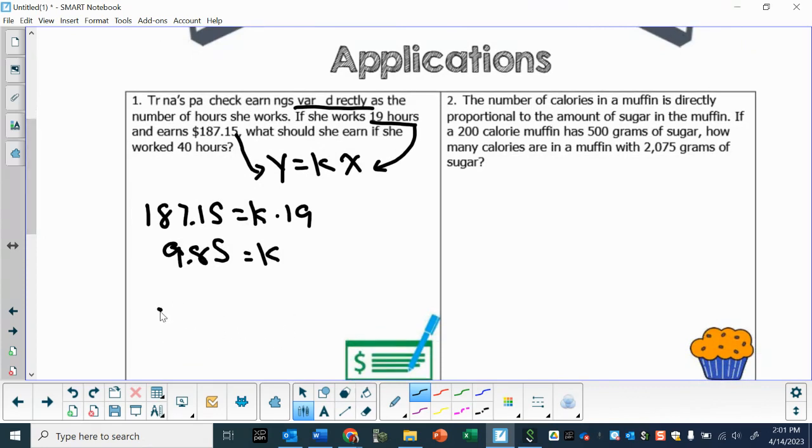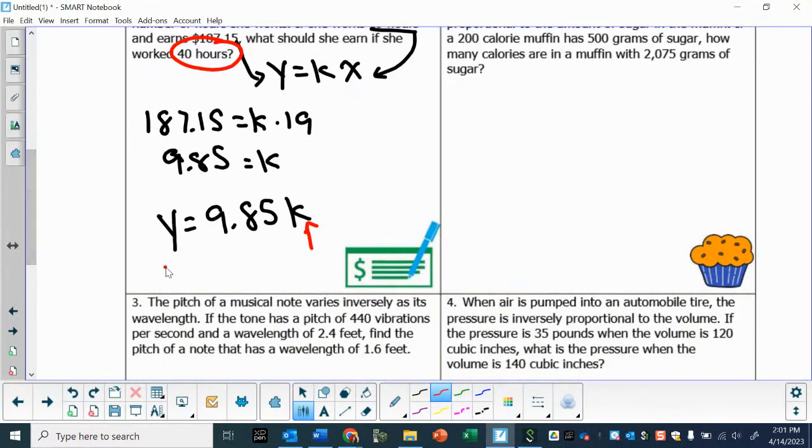To find out how much she earns, y equals 9.85 times x. And we want to know how much she earns at 40 hours. So we can plug 40 hours in for x. Y equals 9.85 times 40 is $394.